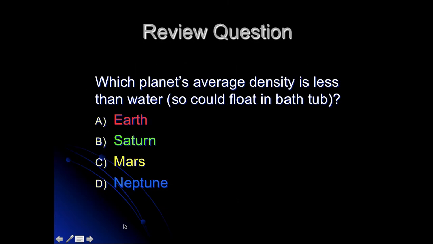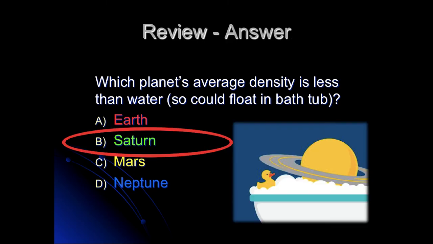Let's do another one. Which planet's average density is less than water? It could float in a bathtub. All right, hopefully you answered Saturn, because remember Saturn's density is less than water, so it could float in a bathtub. It's the least dense planet in our solar system. Remember, density is just how much material you can fit into a cubic volume.